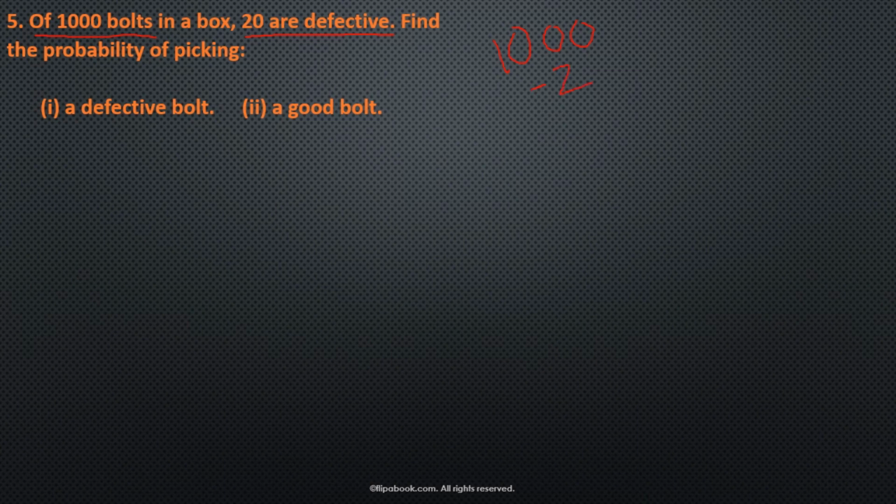So if we have to calculate the probability of picking a defective bolt, then how many bolts are there? 20 defective bolts. So 20 divided by 1000 will give you the answer. And in case of a good bolt, here we have 980 good bolts out of 1000 bolts. So this will give you the answer for Roman number 2. Here is your solution.